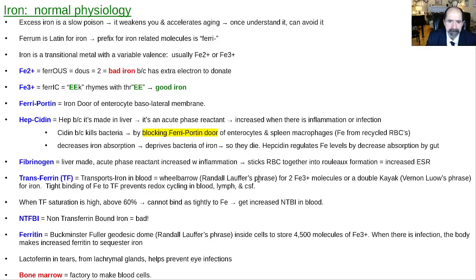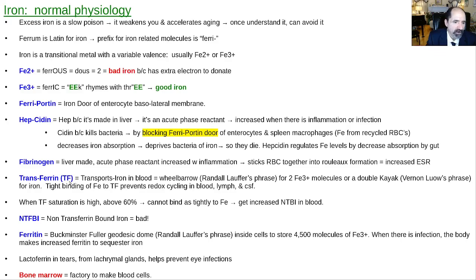Okay, we talked about how Randall Lofer said it's like a wheelbarrow to carry 2 irons. Vernon Luke calls it a double kayak. What I liked is that Weinberg says basically iron is like fire in your house. It's good in the stove. It's good in the furnace, all right? But it's bad anywhere else, and that's kind of how iron is. You want it where it's supposed to be. Anywhere else, it's real bad.